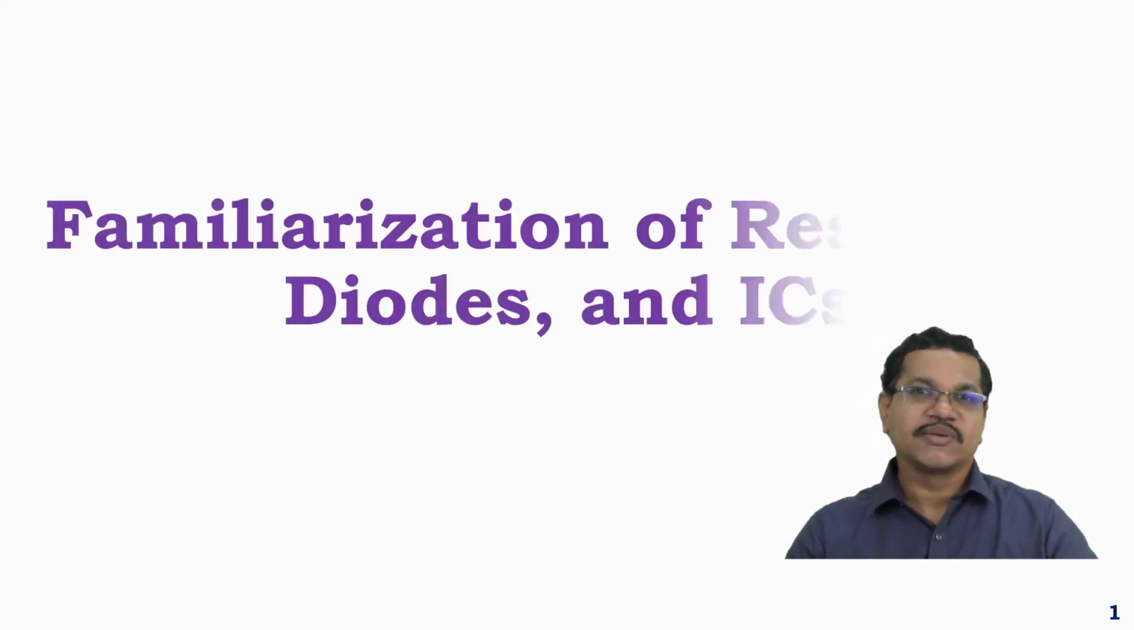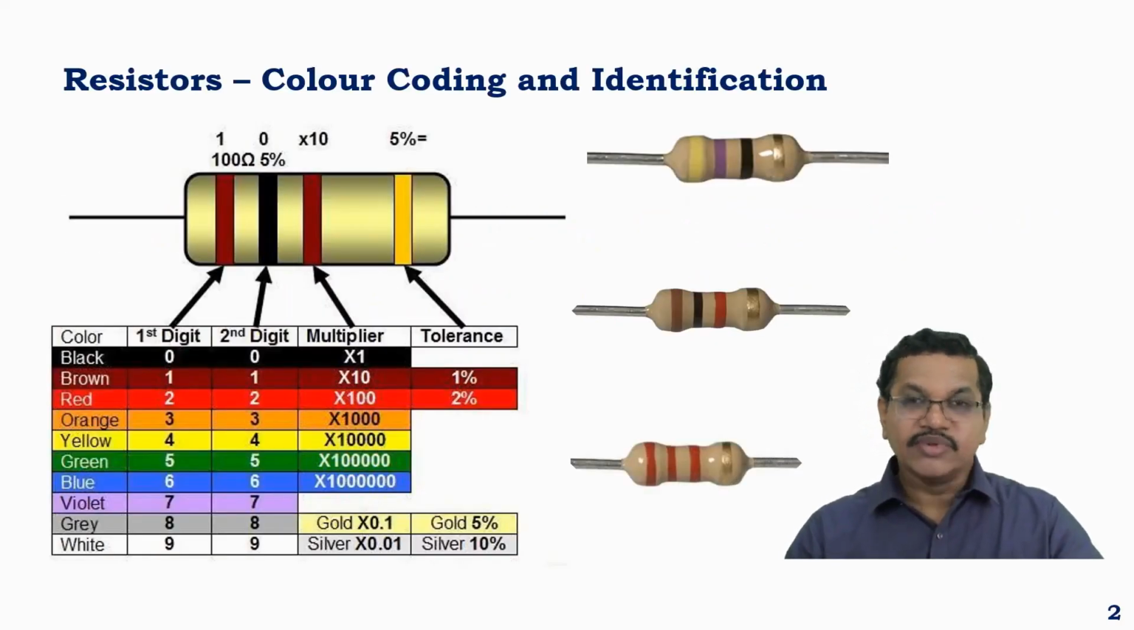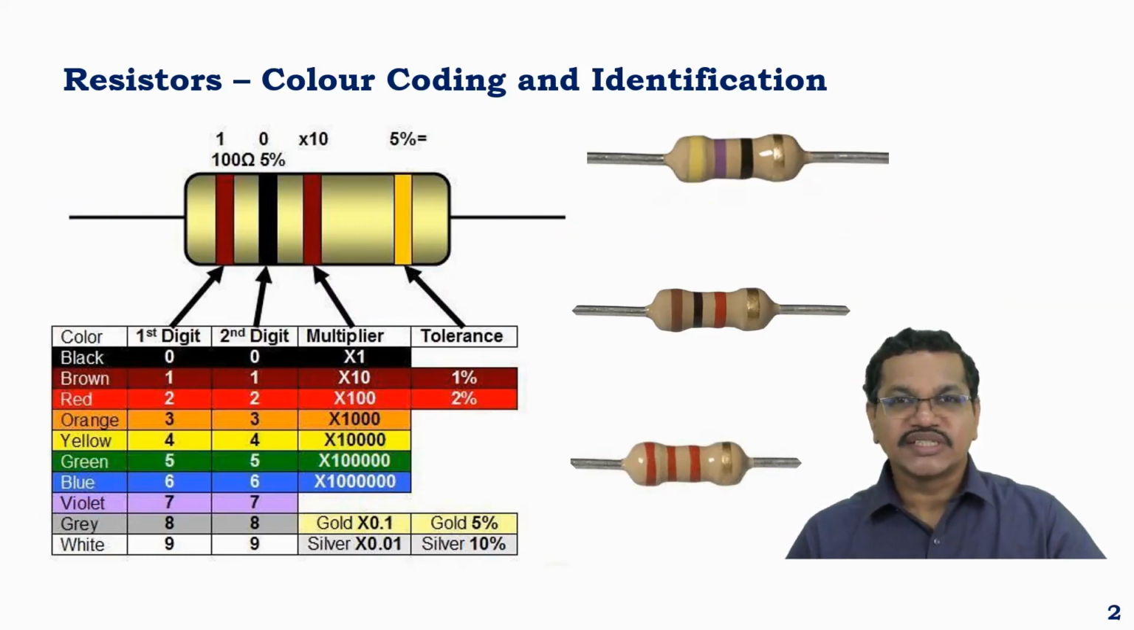In this video, we will see how to identify the terminals of a diode, ICs and resistors. So this is essentially to make you familiar with various components. To start with, we will take up color coding of resistors.